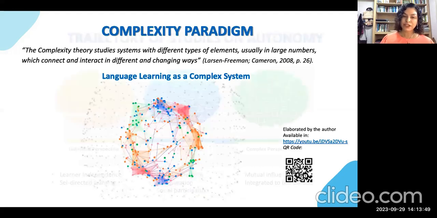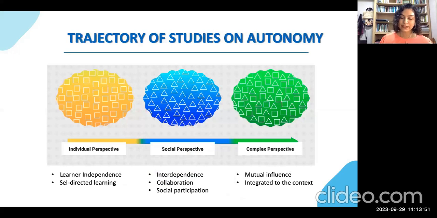In my research, I discuss the trajectory of studies on learner autonomy in the literature, dividing it into 3 different perspectives. The individual perspective, in the primary color yellow, is marked by the concept of autonomy from Holec as the ability to take charge of one's own learning. It centers on learner independence and self-directed learning.